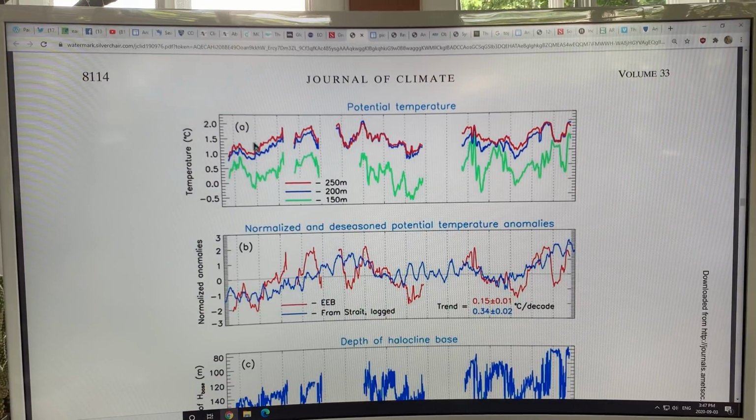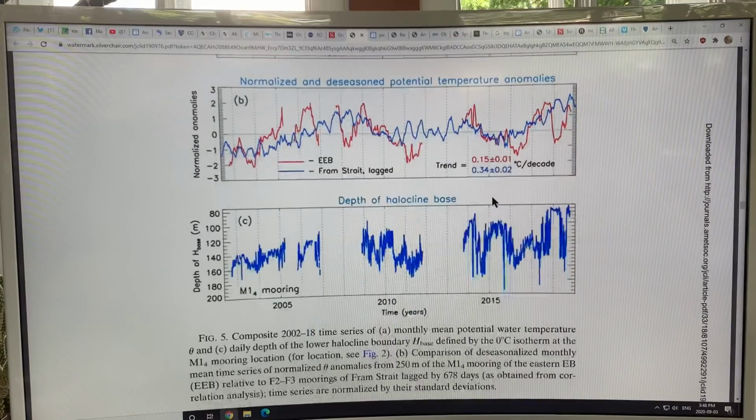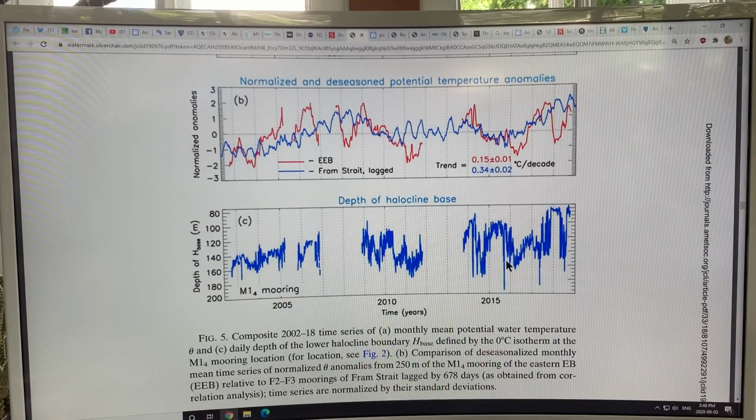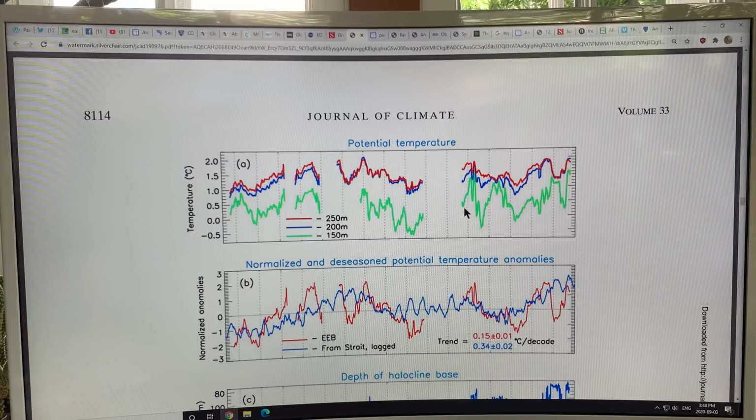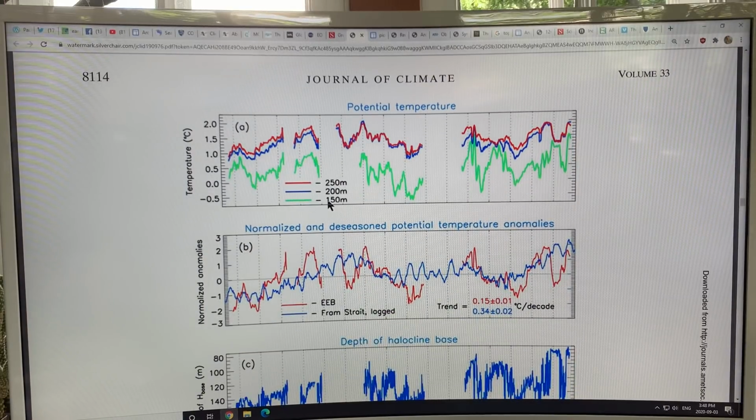It's warmer as you go deeper because the Atlantic water is warmer and saltier. So it weighs more than the fresher, colder water near the surface. But you can see that the temperature is rising here. The trend is a rise over time. It dropped here, and a slight rise here, throughout the years. Generally, and this is 150 meters, the green.